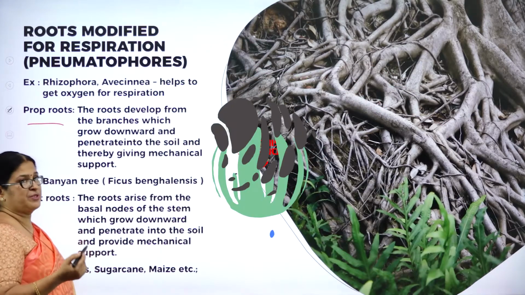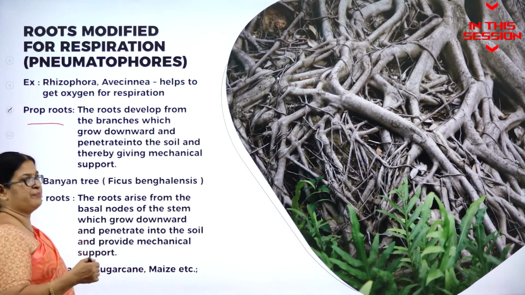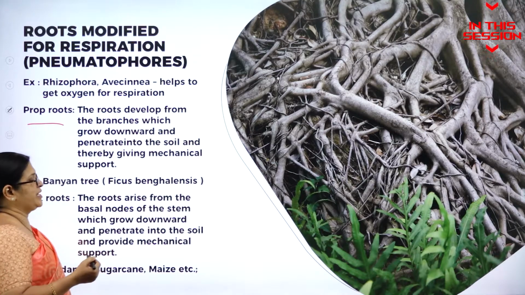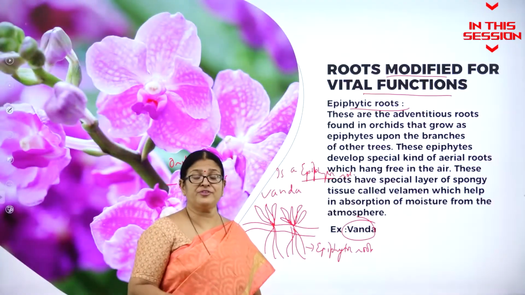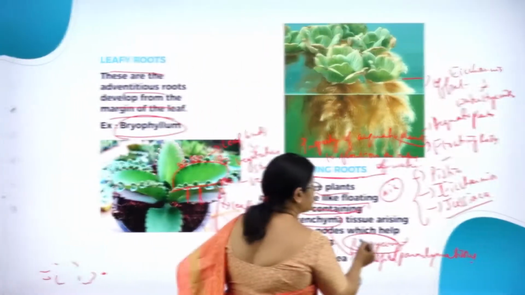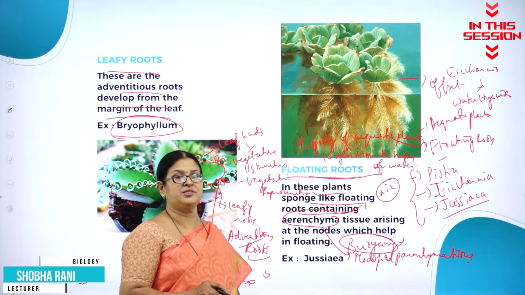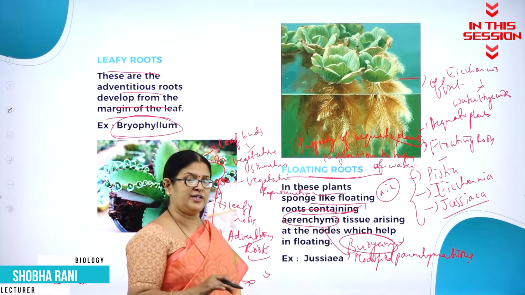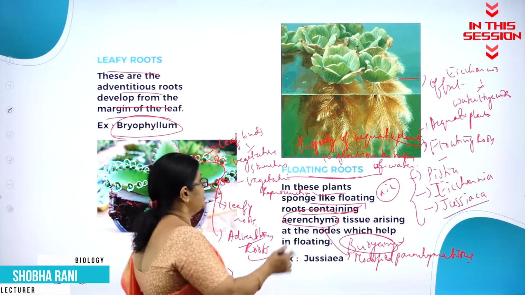Taproots, the roots develop from the branches which grow downward and penetrate into the soil and thereby giving mechanical support. 3/4 of the plants that we come across on this planet Earth are angiosperms. What is buoyancy? Property of aquatic plants to float on the surface of the water is called as buoyancy.